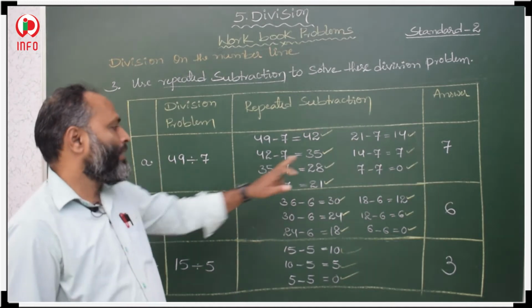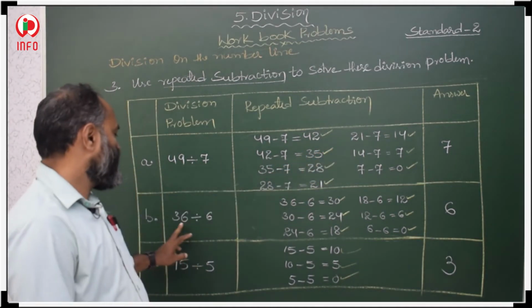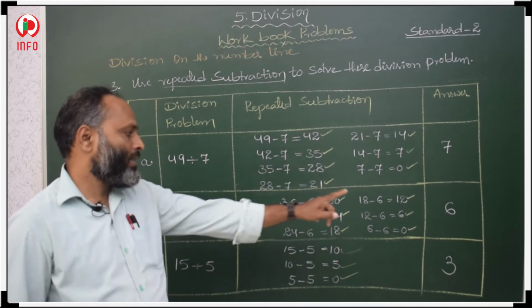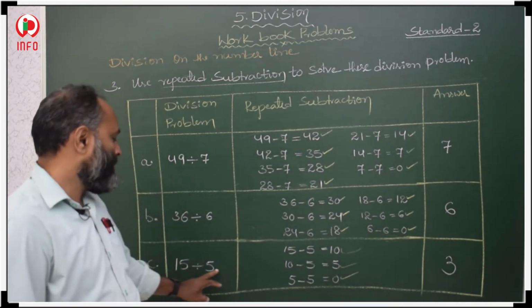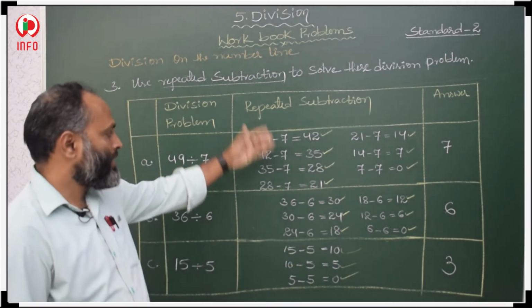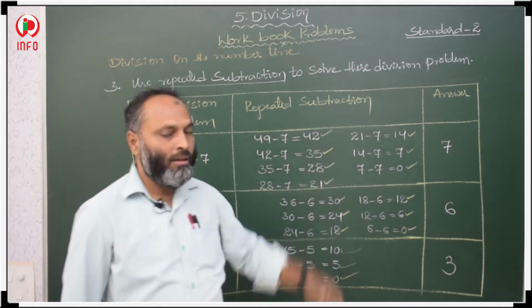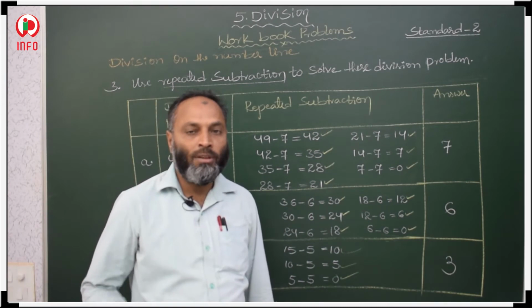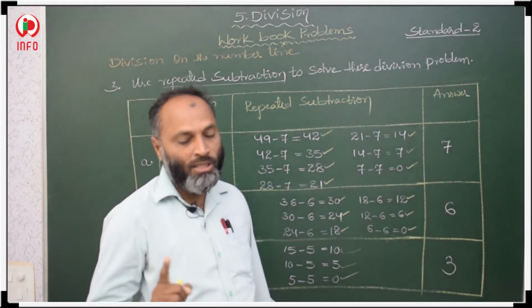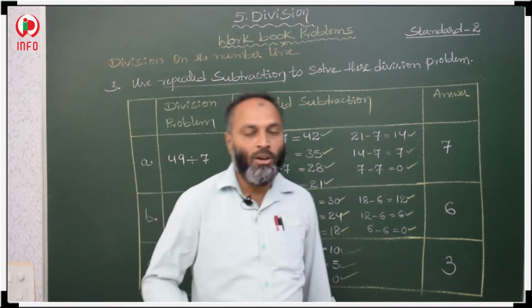49 divided by 7 is 7. 36 divided by 6 is 6. 15 divided by 5 is 3. This is using repeated subtraction. So, we are finding our division. Okay. So, one more question is there. That one more question is a similar question, that is your home assignment.